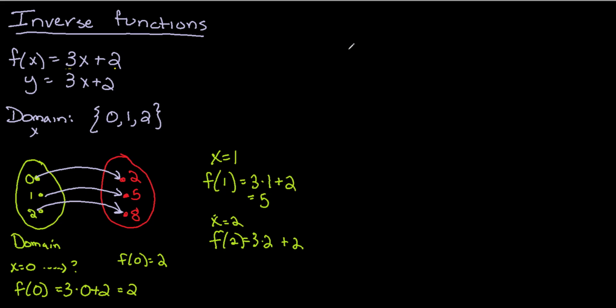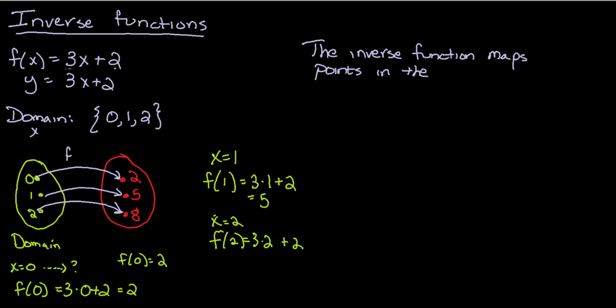And here I have a function. This purple graph is f. I went from my domain to my range. An inverse function does exactly the opposite. The inverse function maps points or elements in the range to the domain.